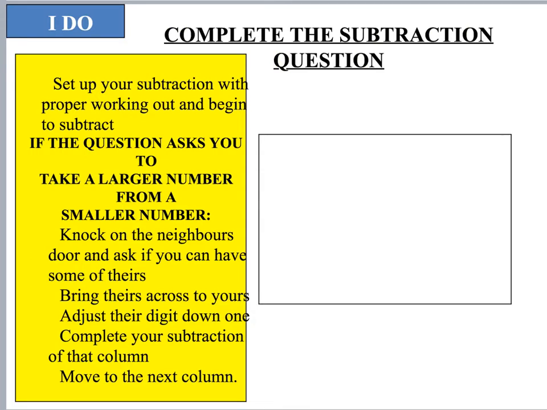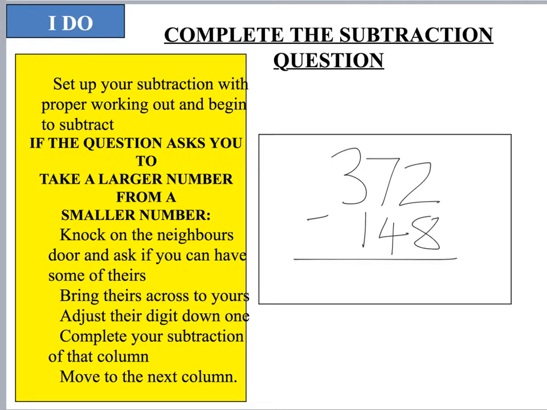Let's have a look at what that looks like. You're just watching this time, no need to copy. Our first question is 372, take away 148. Always starting on the right-hand side. Notice how my digits are aligned right under each other, and my answers will be the same. I have my subtraction and my line underneath to show my answer.